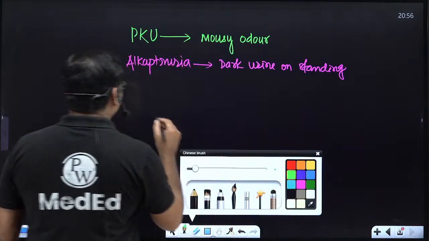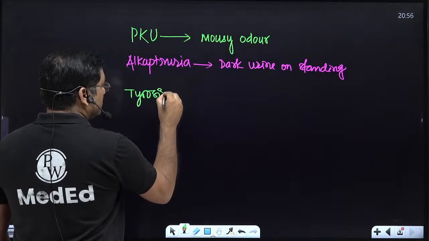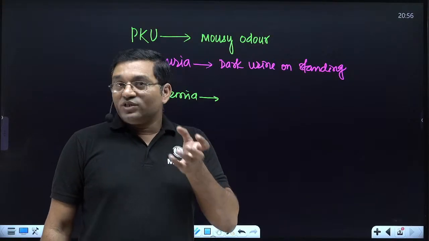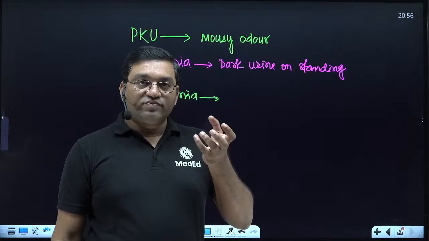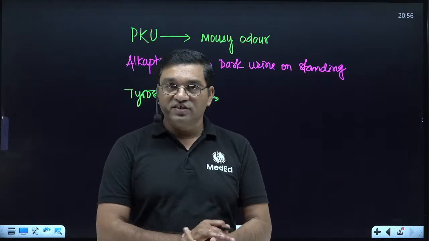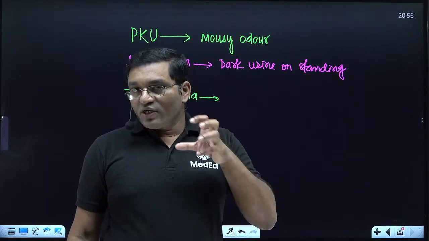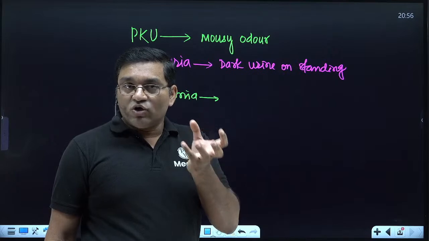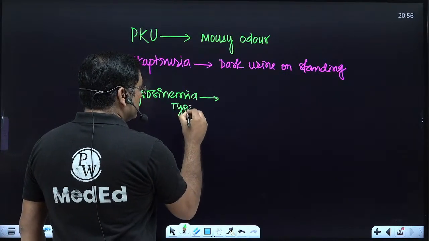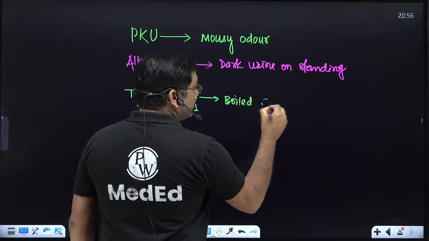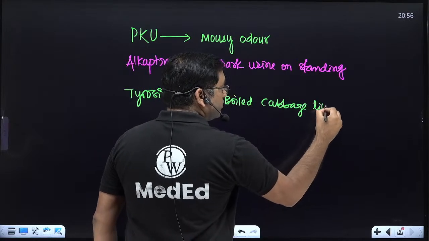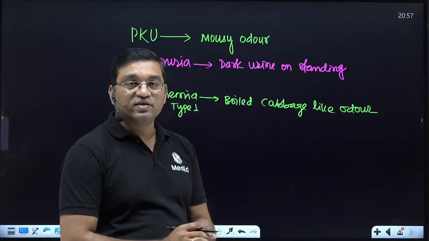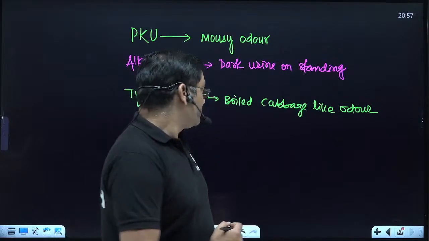Then tyrosinemia. There are three types of tyrosinemia. The important one is tyrosinemia type 2, that is tyrosine transaminase defect. It is also known as Richner-Hanhart syndrome. Oculocutaneous manifestations are there. Palmoplantar hyperkeratosis is a feature of tyrosinemia type 2. Then tyrosinemia type 1, there is boiled cabbage-like odor. It is a hepatorenal disease, tyrosinemia type 1 due to defect in fumarylacetoacetate hydrolase.